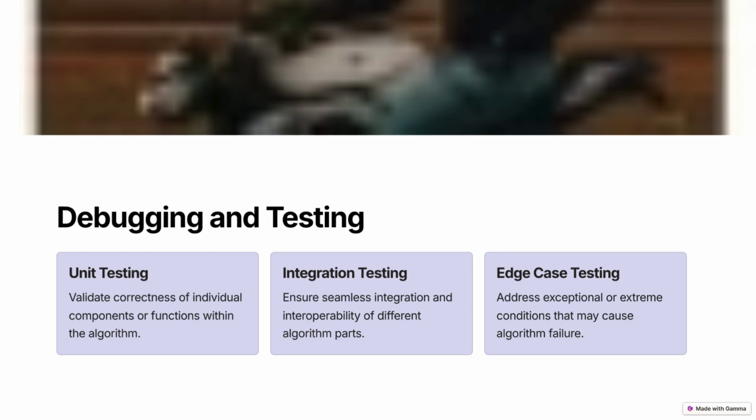Now the sixth step is debugging and testing. In this, we have 3 types of testing: unit testing, integration testing, edge case testing. Unit testing validates correctness of individual components or functions within the algorithm. Integration testing ensures seamless integration and interoperability of different algorithm parts. Edge case testing addresses exceptional or extreme conditions that may cause algorithm failure.